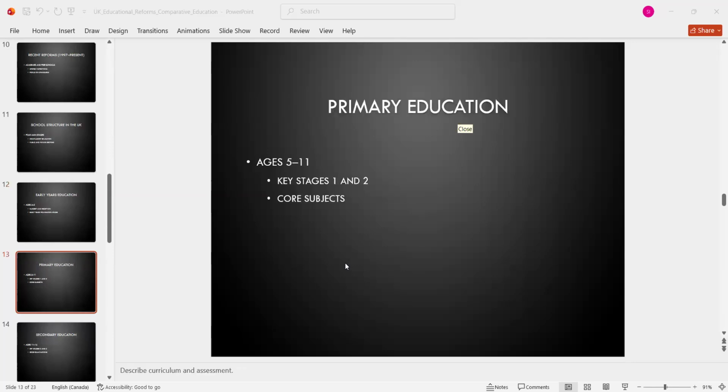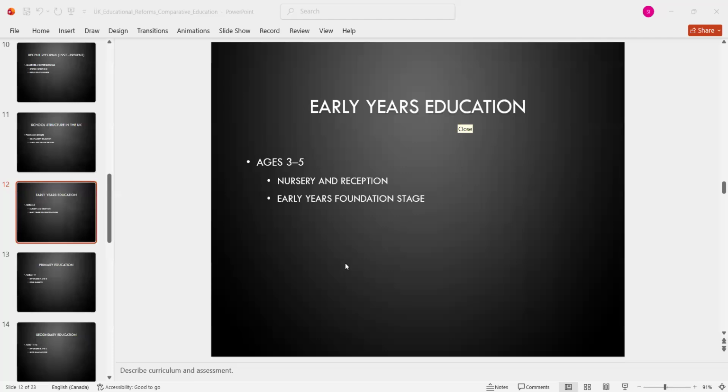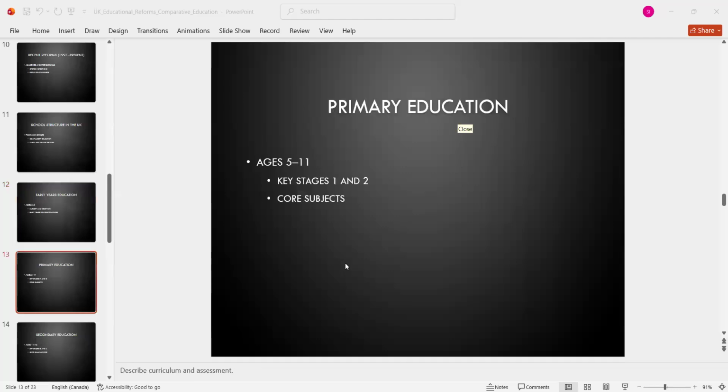The second stage is 5 to 11. First one 3 to 5, second one 5 to 11. So 5 means school age, key stages 1 and 2. The same thing we have, key stages 1 and 2, 4 subjects. In the primary, even now in Sri Lanka, we have key stages up to grade 3, core subjects. Now they are calling it primary education, same as Sri Lanka.